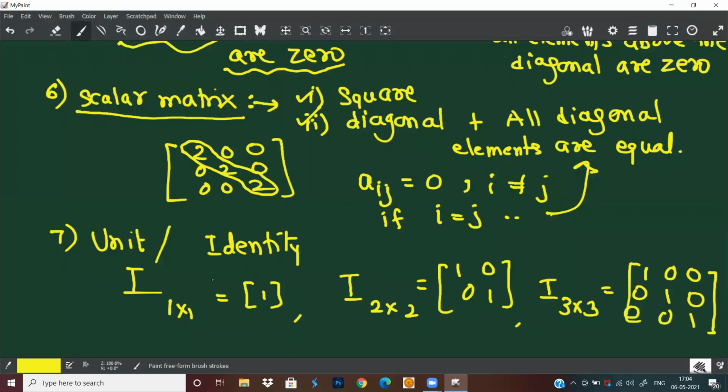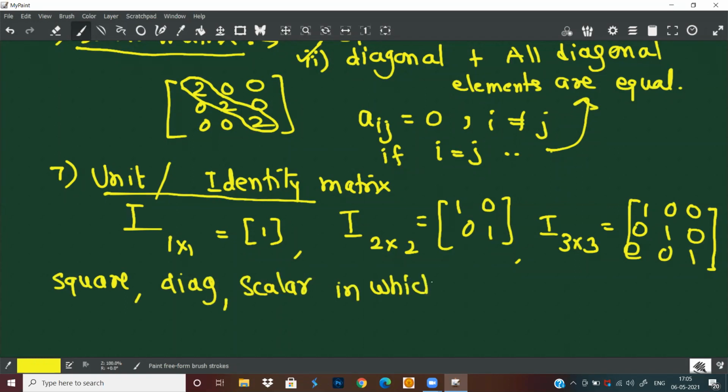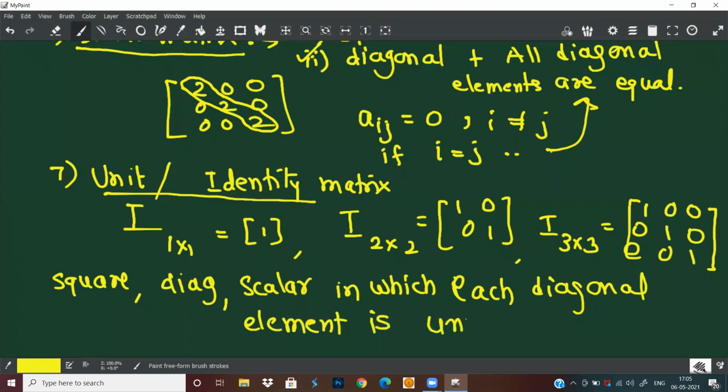Well, how will you compare scalar matrix with unit matrix? How will you compare? It's a square matrix. It's a diagonal matrix. It's a scalar matrix in which each diagonal element is unity. That is 1. Yes, unit matrix is also a scalar matrix. I wrote here. See.